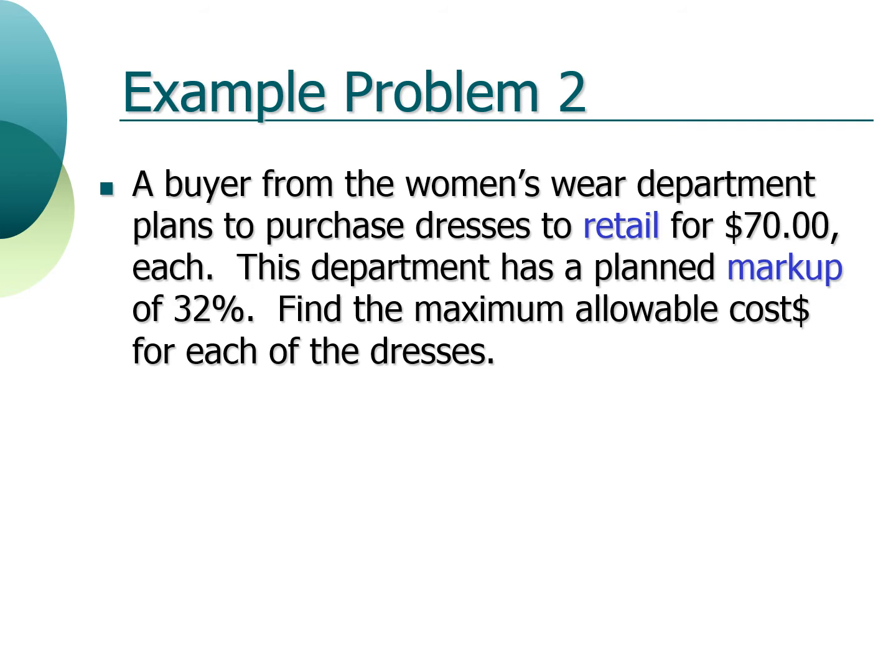Let's take a look at another example problem that is also based on the RCM relationship. A buyer from the women's wear department plans to purchase dresses to retail for $70. So that gives us the retail price, $70 each. And this department has a planned markup of 32%. It's a very typical case where you know how much you want to retail this item for, and you have a planned markup goal. Now we have to figure out the maximum allowable cost that we can pay to obtain this merchandise item, this dress in this case. It's a very typical merchandise problem.